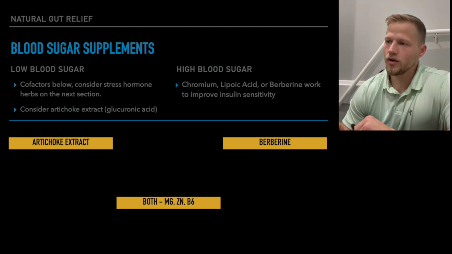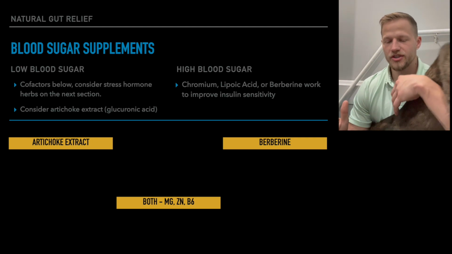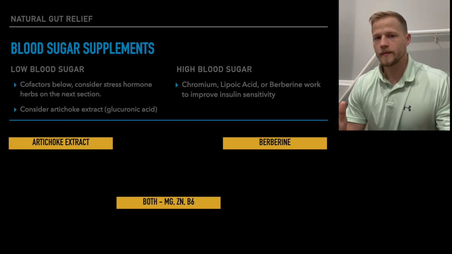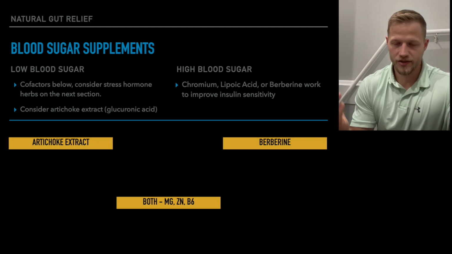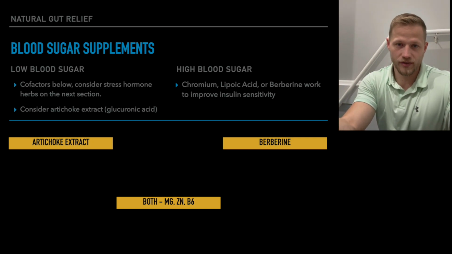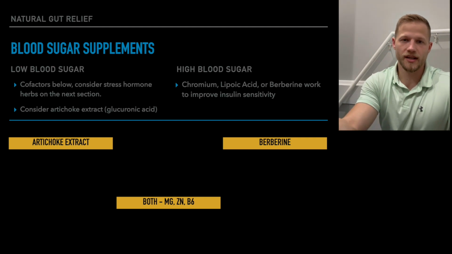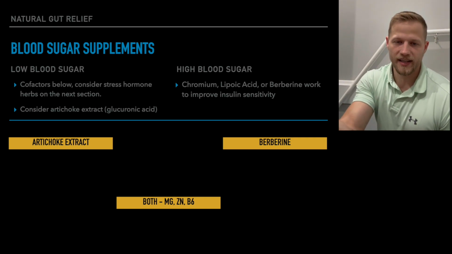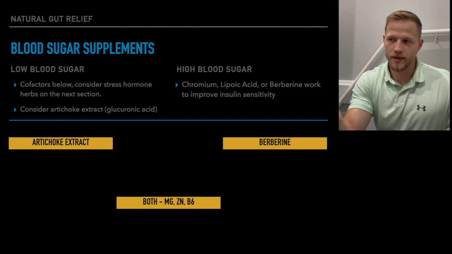So as far as herbs go, on the low blood sugar side, you're going to focus on artichoke extract, which is essentially glucuronic acid. People who have low blood sugar issues are more likely to have a stress hormone issue. And in order to break down stress hormones, you need glucuronic acid, you need sulfation or cysteine, basically, or you need glutathione conjugation. And of those three, you're going to be more likely at a disadvantage with glucuronidation if you have a blood sugar issue. So artichoke is very helpful with those people.